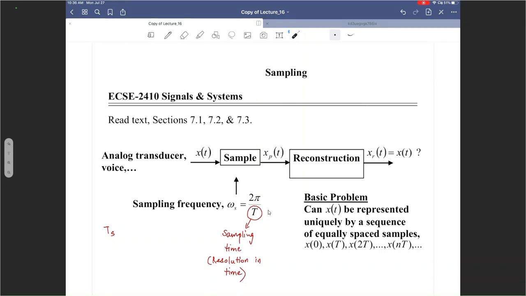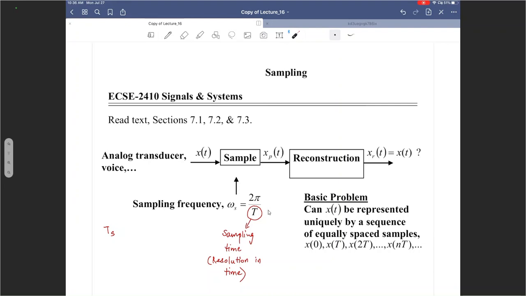So where was I? All right. After we sample the signal, we get x sub p of t. We may be interested in reconstructing that signal x of t back. So we pass it through a reconstruction filter. The output of the reconstruction filter we are indicating as x sub r of t. And if that equals x of t, the original signal, then we have sampled it appropriately and we have reconstructed it appropriately.